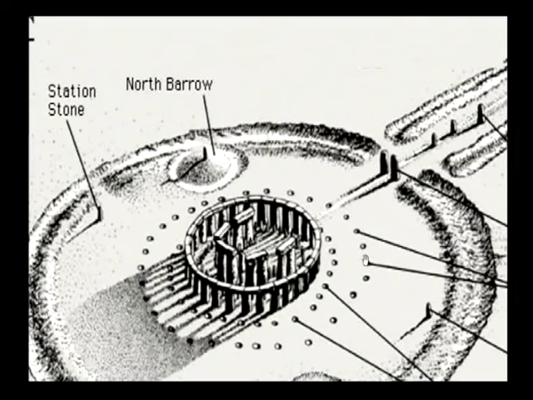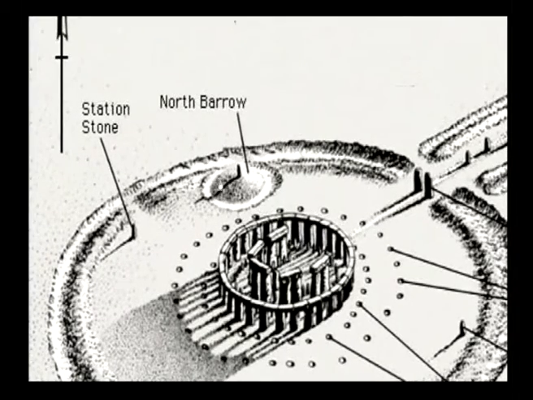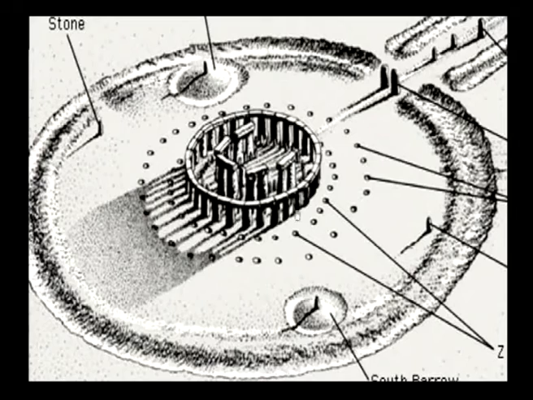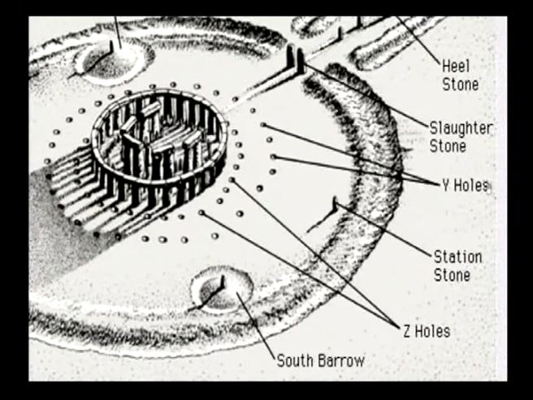Now we will look at the components of Stonehenge. As we had seen earlier, the center of Stonehenge is made up of the Sarsen Circle. To the north is the North Barrow and to the south is the South Barrow. The outer Sarsen Circle is further surrounded by pits in the ground, which are called Z holes, and the next ring of holes is called the Y holes.